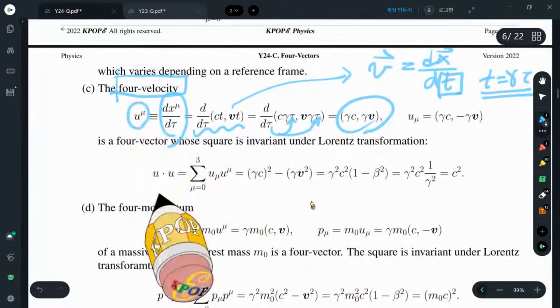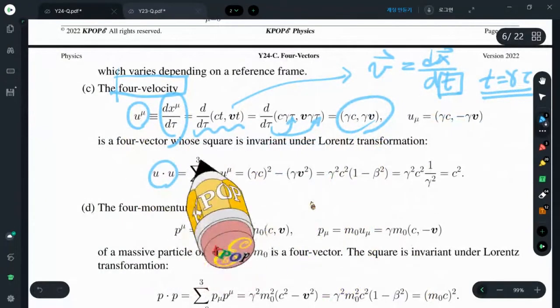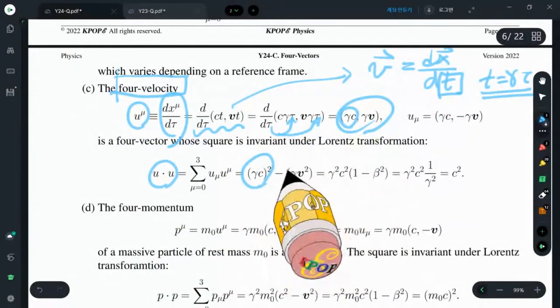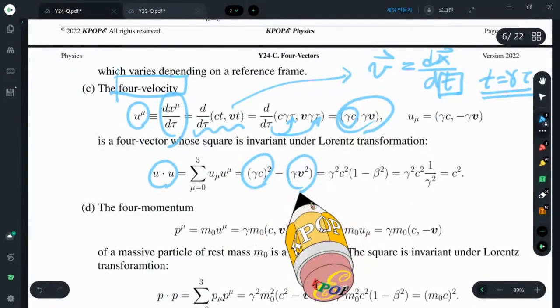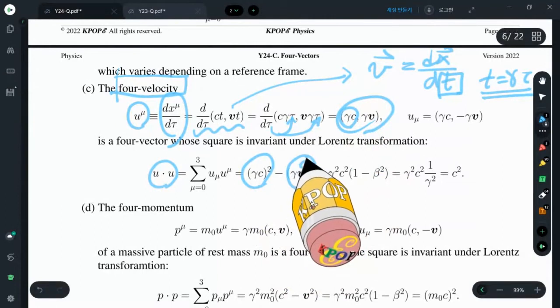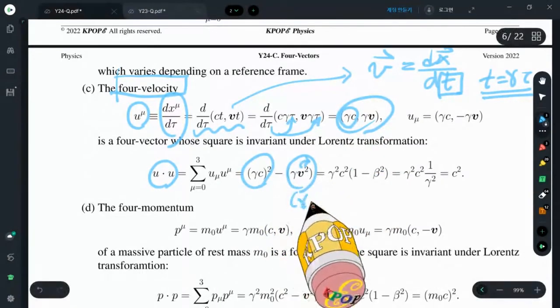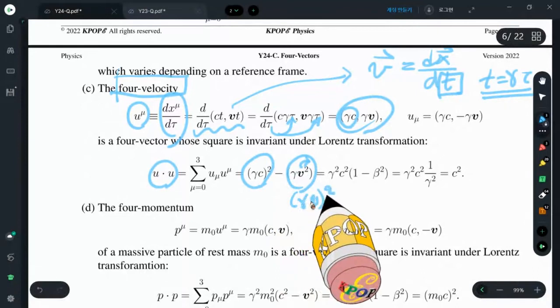Why don't we square this four-velocity? Four-velocity squared is the zeroth component squared subtracted by the spatial component squared. This gamma v squared should be moved outside, right? Gamma v squared.